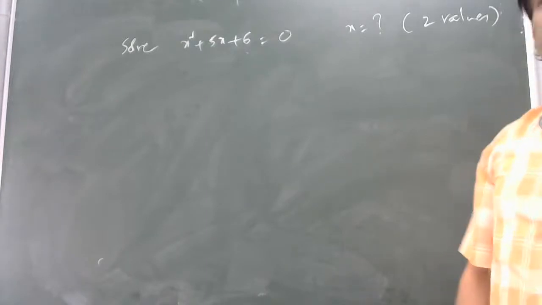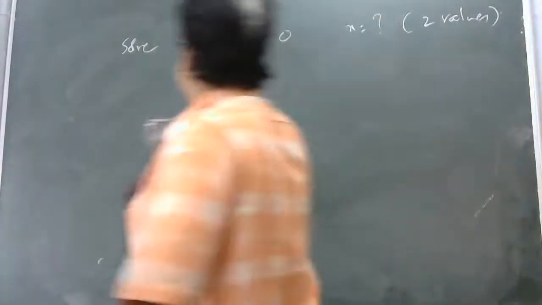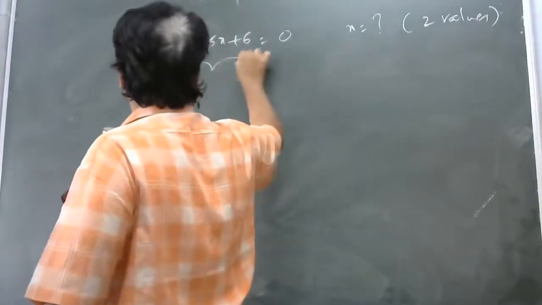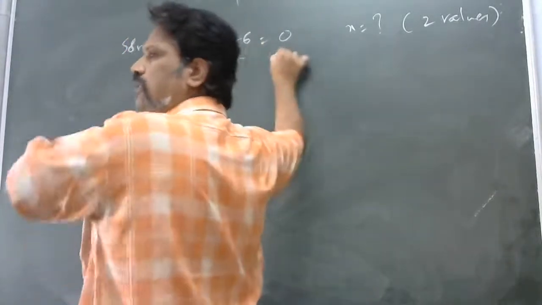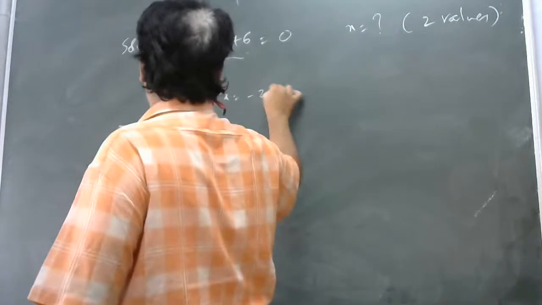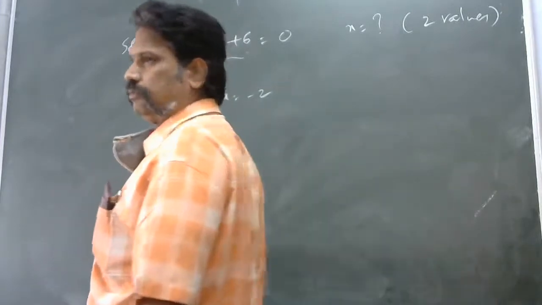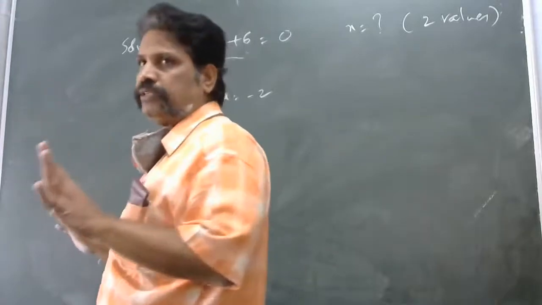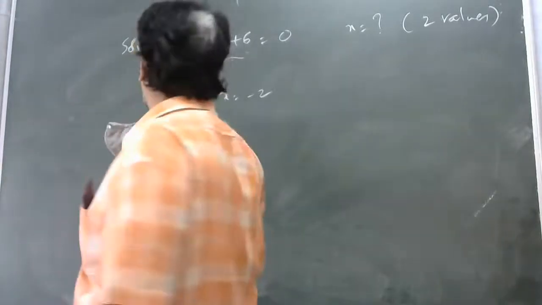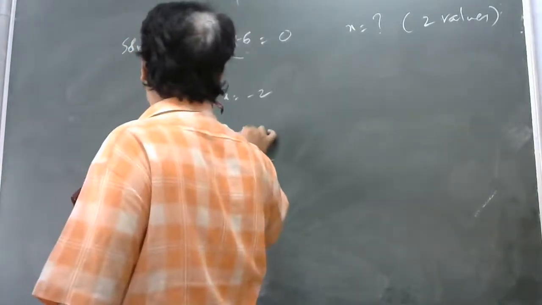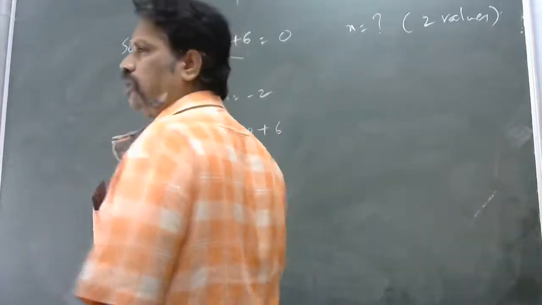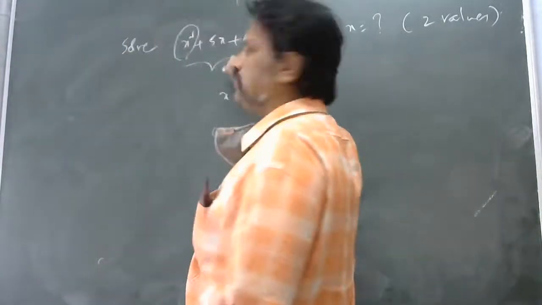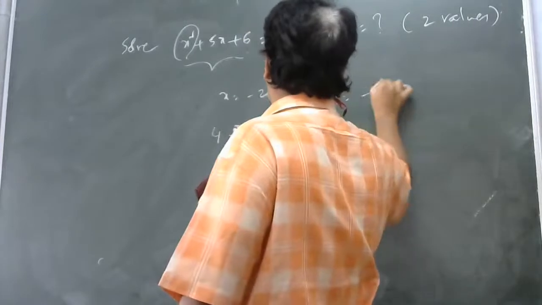Are you clear? That means I want to find the x value which, when substituted in the LHS, becomes the RHS. Suppose I go by the trial and error method. Substitute x is equal to minus 2. No need to go by this method, just for your understanding I am saying this. We'll solve properly, this method is not required. Now substitute minus 2: minus 2 whole square is 4, plus 5 times minus 2, plus 6. Is it equal to 0 or not? Yes. So LHS equals RHS.